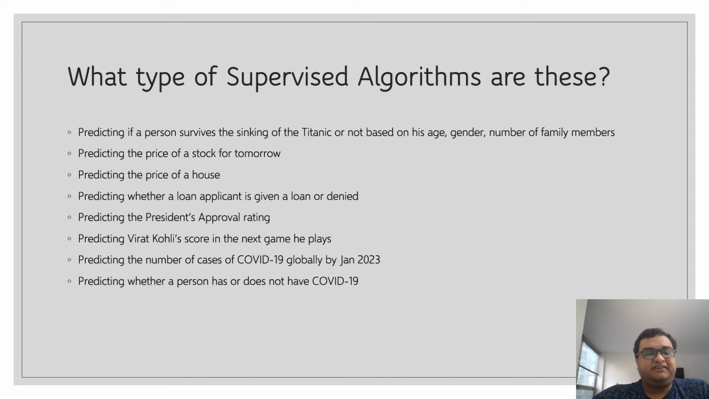So that is regression because it's a numerical variable. Predicting whether a person has or does not have COVID-19. Now this is a categorical response variable, so hence this is classification.